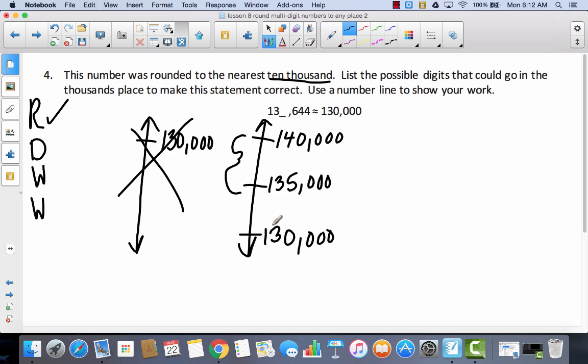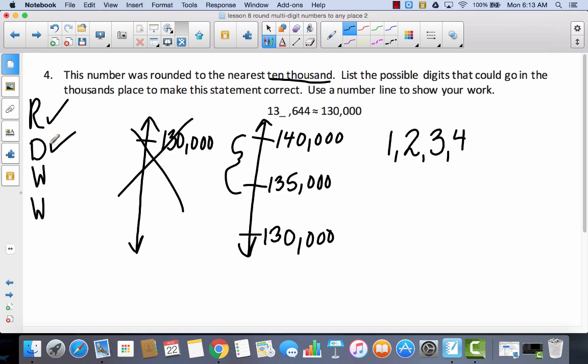Well, it could be 131,000, right? And that would be a 1 in the thousands place, which would be the missing digit. It could be 132,000. It could be 133,000. It could be 134,000. What would happen if this number was 135,000? Well, it wouldn't round to 130,000, right? It would round up to 140,000. So these are the numbers that would fill in the blank.